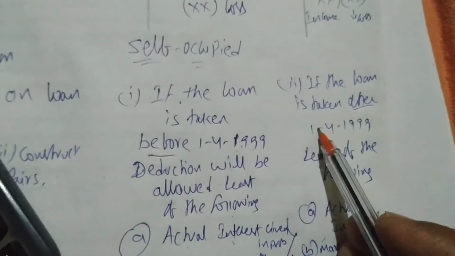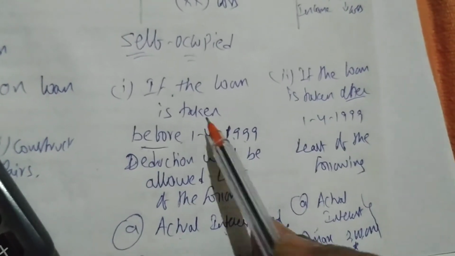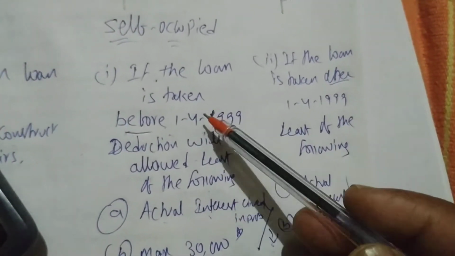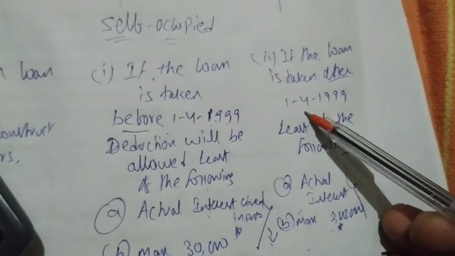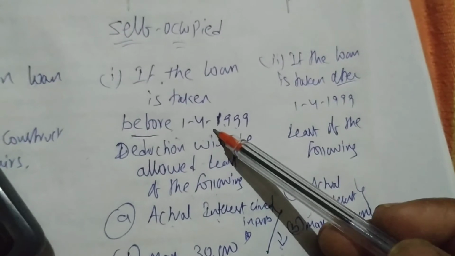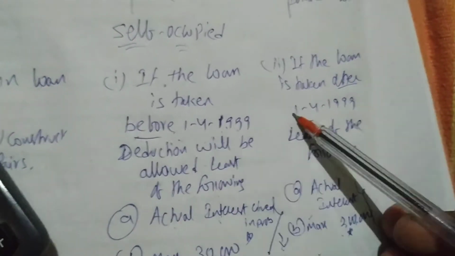So these dates will be given in the question when the loan is taken. I know you are getting confused, sir. How should we know when we should take before and after? The dates will be given. Okay, if the dates are given, then we have to see the dates, and accordingly we have to take either this or this.